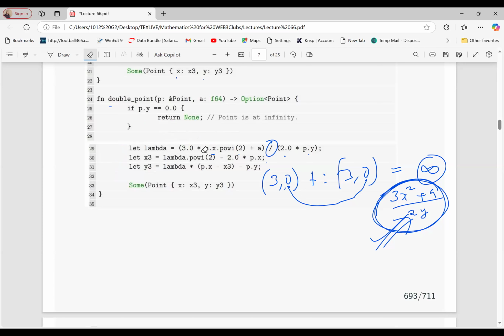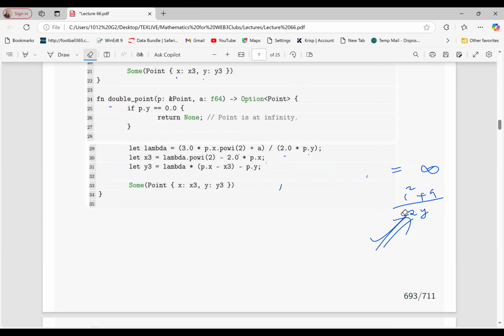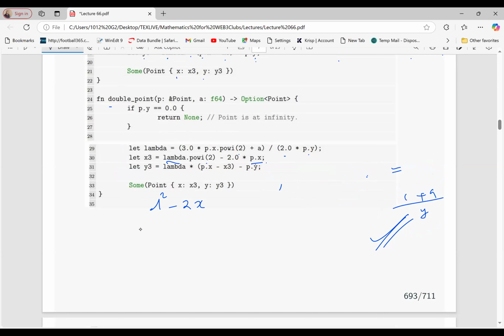And that is how we get the gradient lambda. After obtaining that gradient, now obtain x3. And x3, our formula says, the gradient squared, lambda squared, minus 2x, the x value of P. This gives you x3.